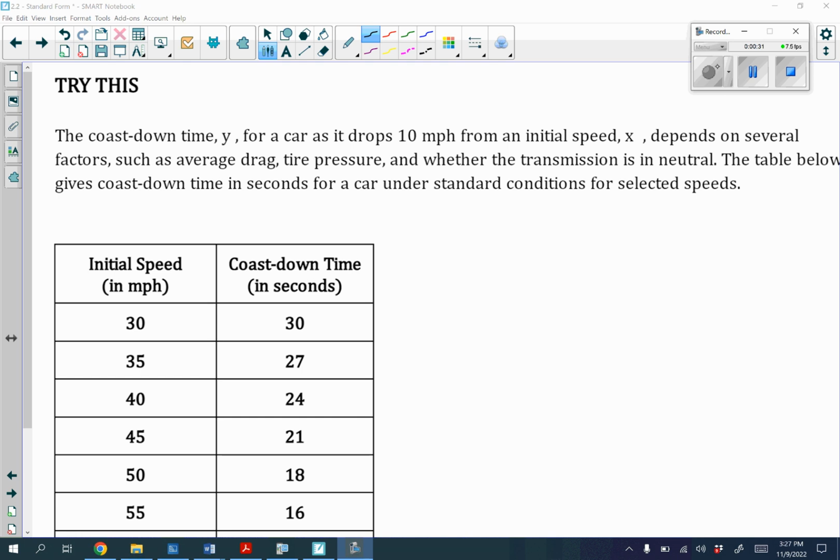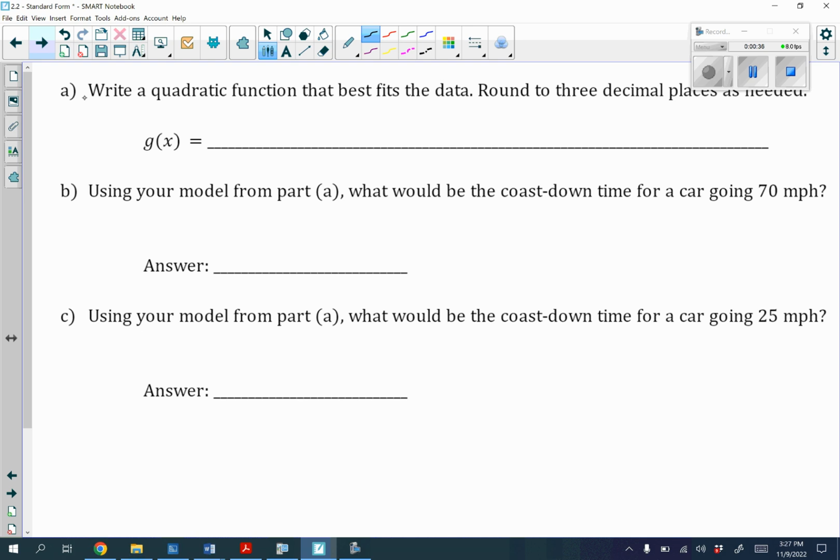What I would like you guys to do, you'll see you have this table in your notes. If you go over, you have A, B, and C. Go ahead and pause the video and try A, B, and C on your own. Go ahead and do that for me, please. Okay, let's see how you did.